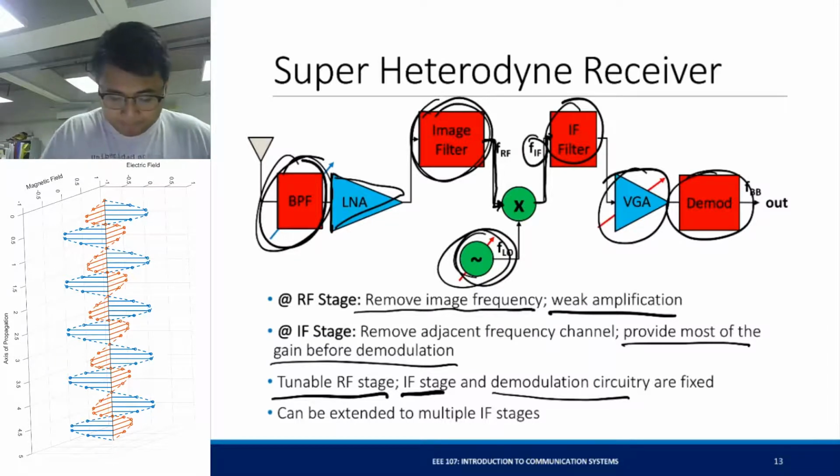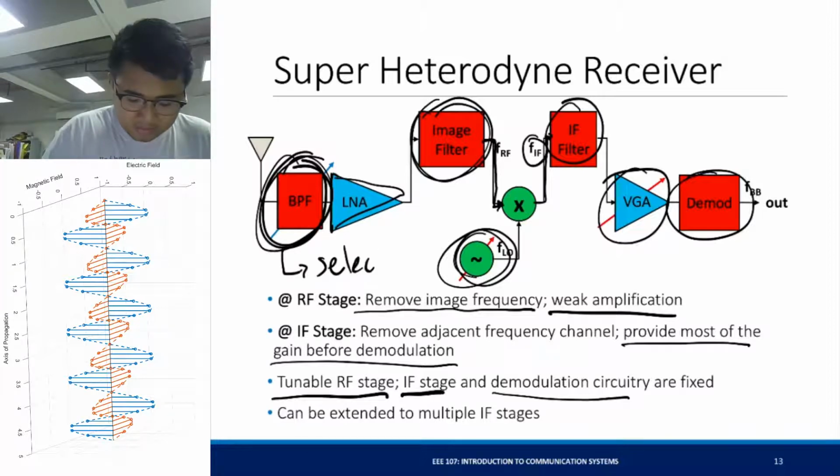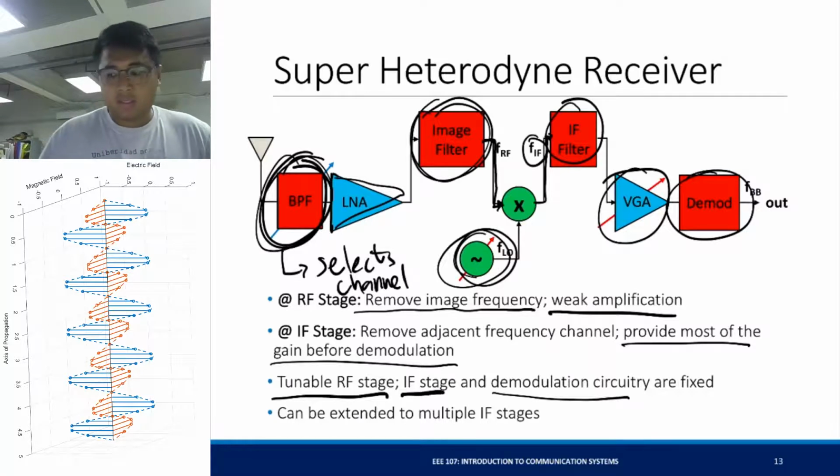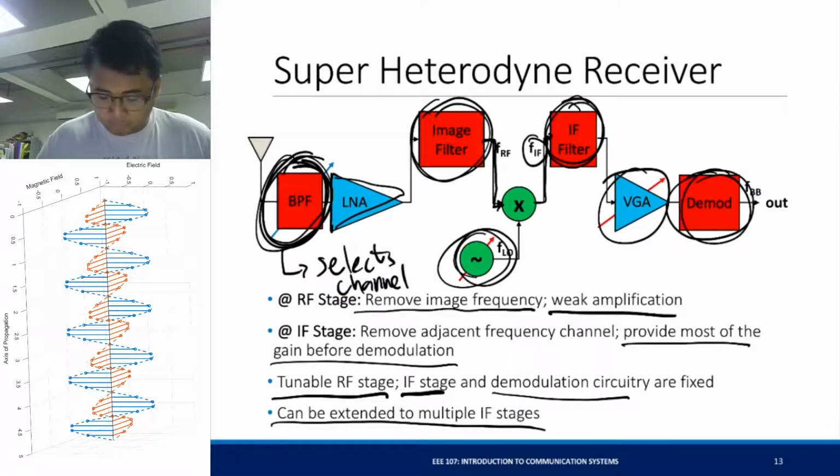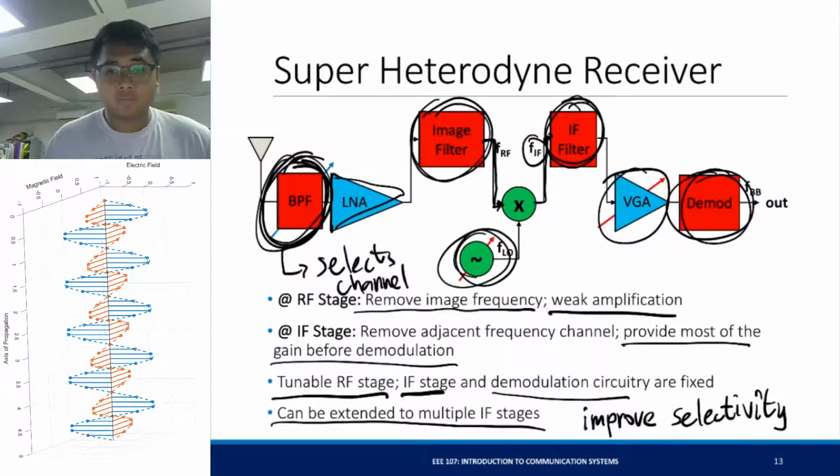So basically, this filter here selects the channel that you want to use. For example, for an FM radio, when you choose a radio station, you're actually tuning the bandpass filter. But the IF filter and the demodulator are fixed circuits. And you can actually extend this to multiple IF stages so that you can improve the selectivity of your system.